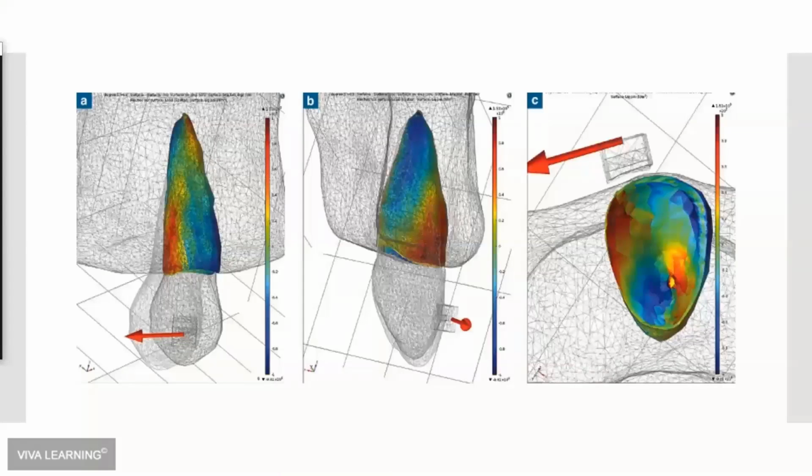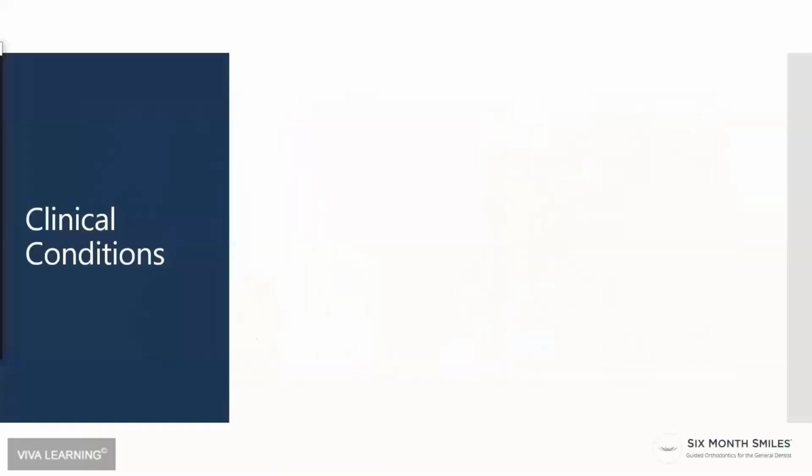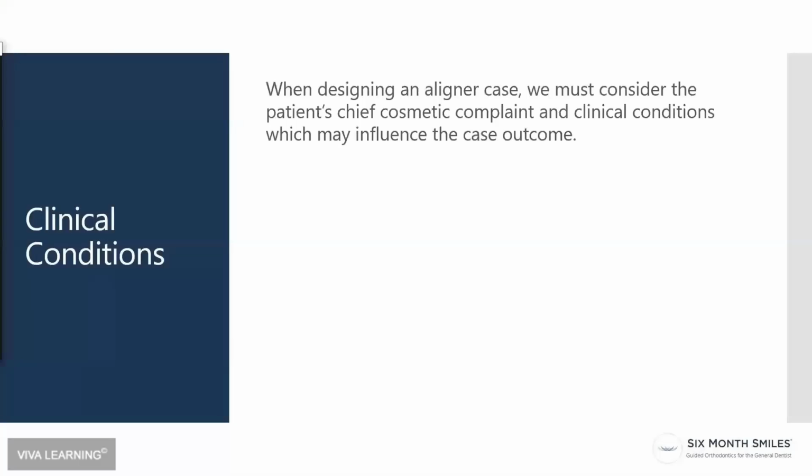So it's important to get this skill or use a company like Six Month Smiles that has the skills to predict these movements, or to provide movements that are only predictable. Let's look at the clinical conditions that will guide or will make a variation on our planning.